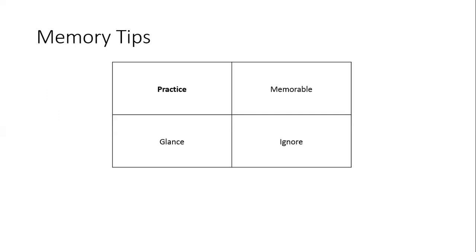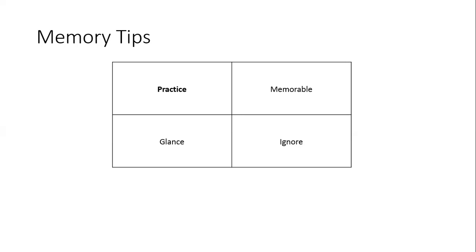Now let me go with the fourth memory tip. The fourth memory tip is a quadrant tip. I call this the quadrant technique. What is this? It has four parameters. One is practice, second is memorable things, third is glancing, fourth is ignore.